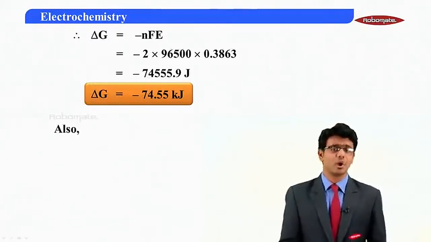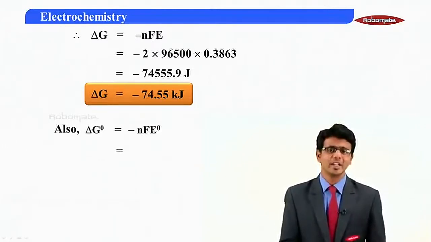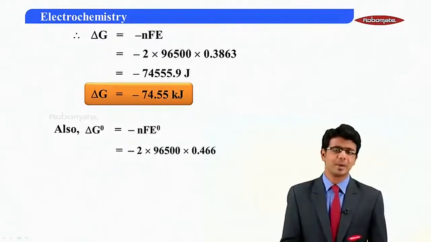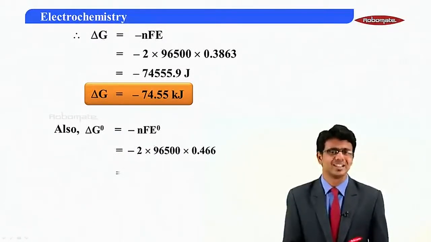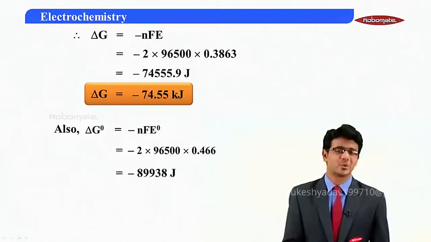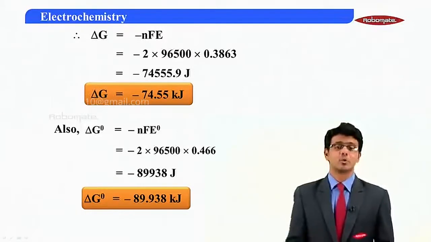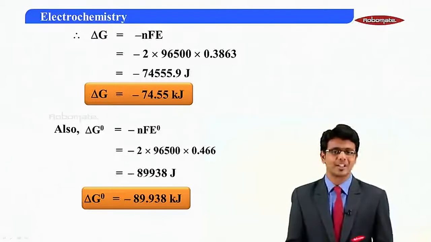Also for delta G naught, we have minus nF E naught, right? So again here, minus 2 multiplied by 96500 multiplied by 0.466, which gives us the answer as minus 89,938 joules, which is precisely minus 89.938 kilojoules. So I hope students you got the idea about this particular numerical.